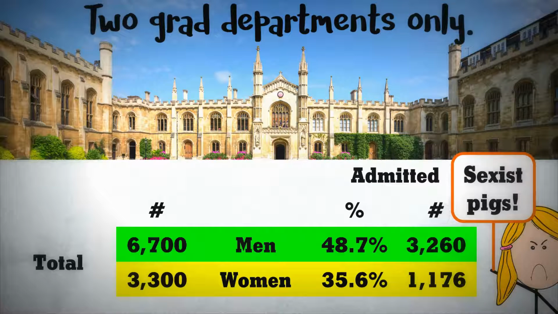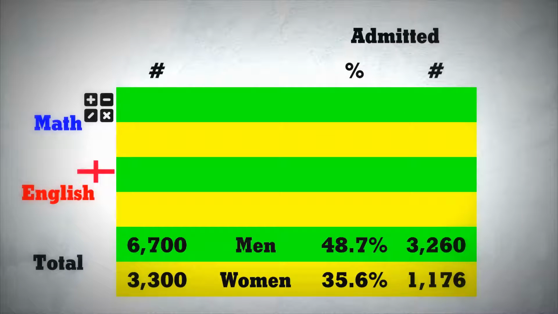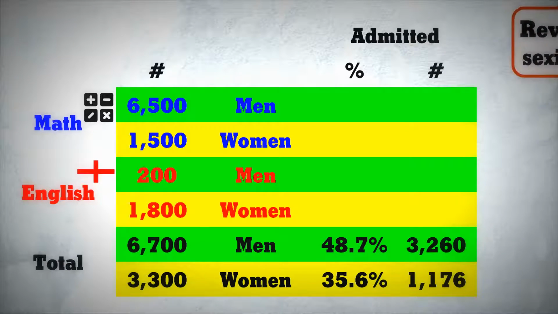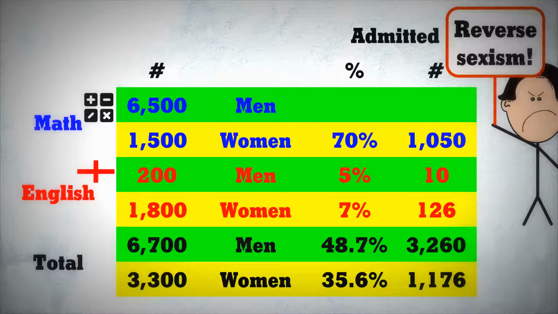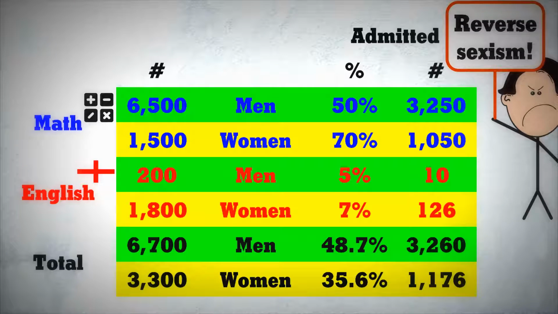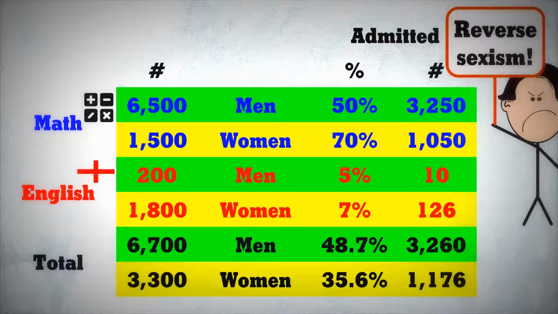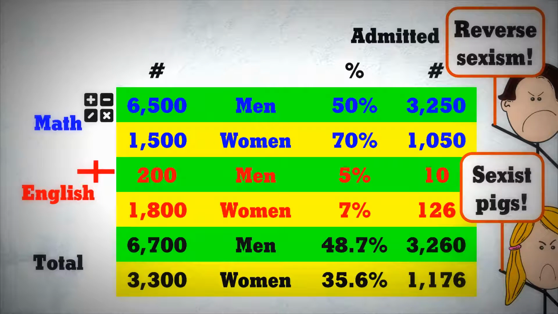Sexist pigs. But when we look at each individual department, the bias is now in favor of women. The English department admits 7% of women, but only 5% of men. The math department admits 70% of women, but only 50% of men. Reverse sexism. And so, both genders have grounds for discrimination lawsuits, depending on which data they look at.